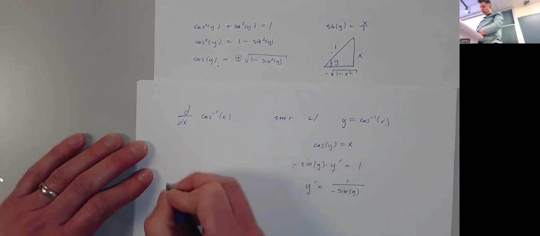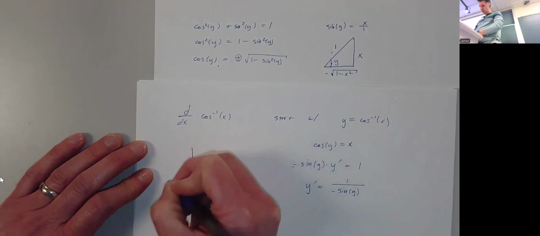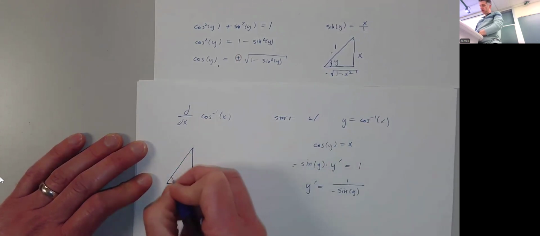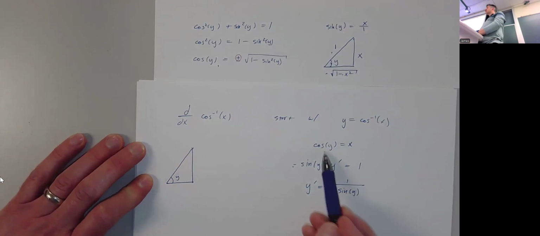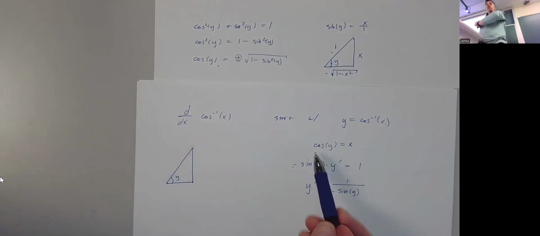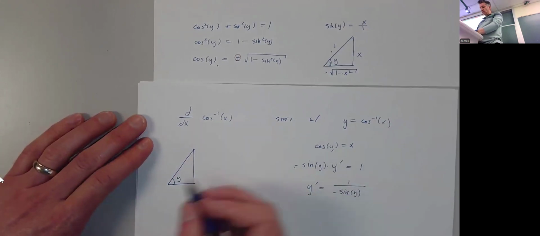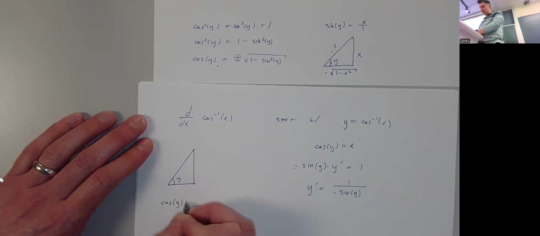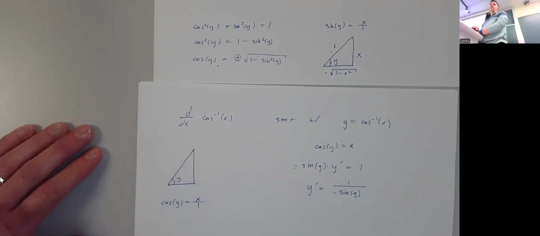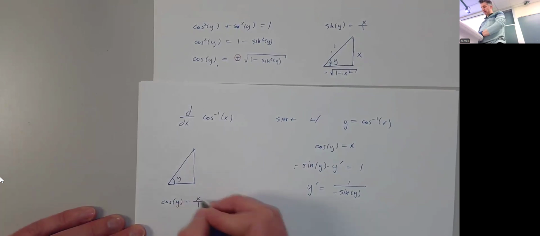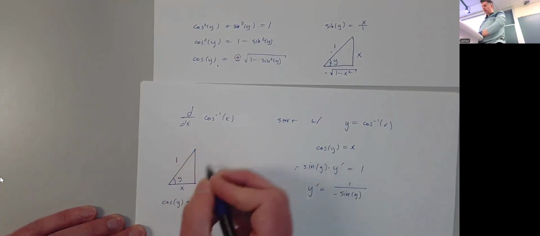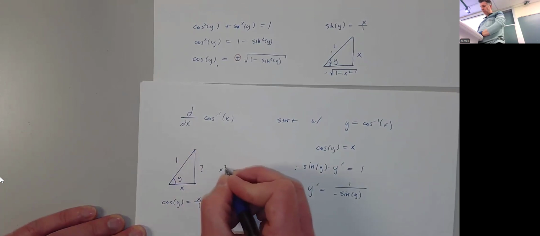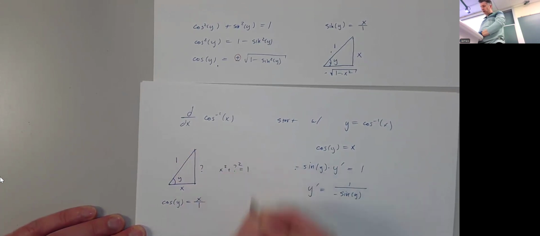And then using my triangle trick, it is important when you do this that whatever your trig function is equal to, you write it as a fraction. So cosine y equals x means cosine of my angle y is equal to x divided by 1. That means my adjacent side is x, my hypotenuse is 1. The missing side is, let's see, x squared plus question mark squared equals 1 squared. So question mark squared equals 1 minus x squared. So my question mark is the square root of 1 minus x squared.